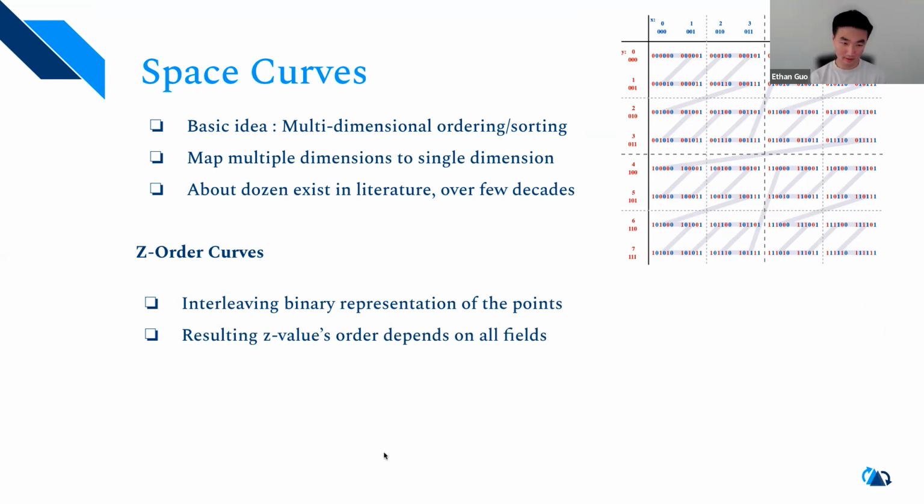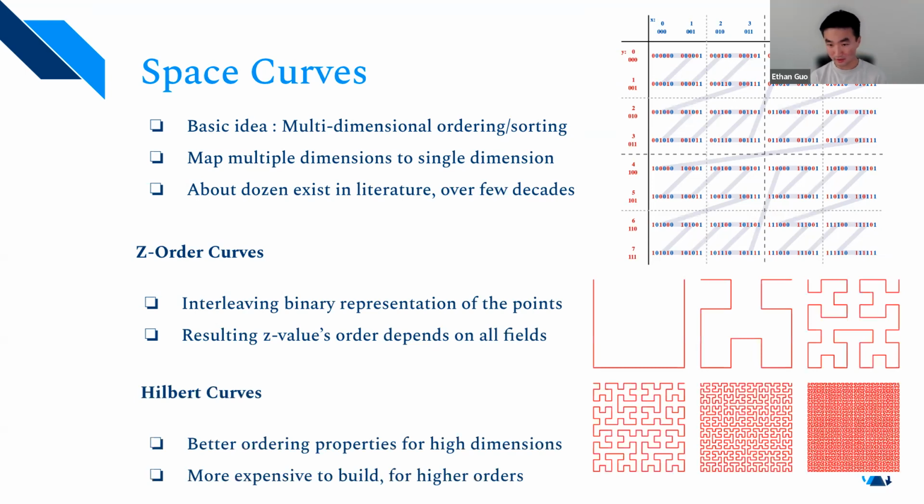Another more advanced curve is called the Hilbert curve. Instead of using Z patterns, it uses more perpendicular segments inside this space. Based on the research, it provides better ordering properties for really high dimensions, for example four or even 5 or even 10 columns. However, it's more expensive to build compared to the simpler Z-order curves. But you can see that there are different options to choose from for this multi-dimensional ordering.